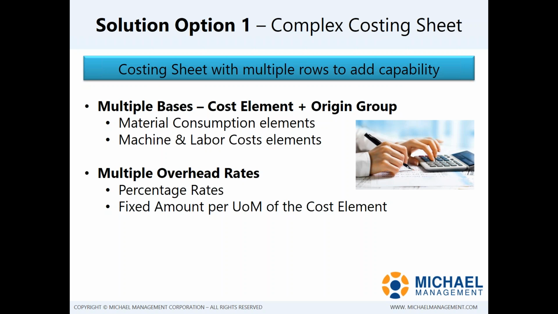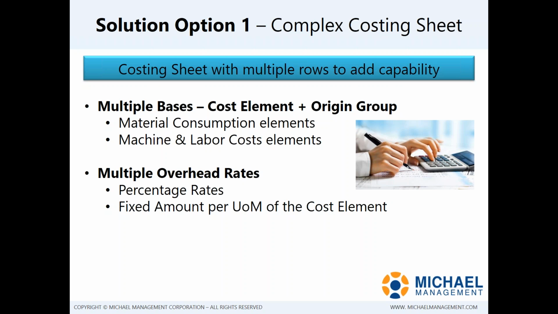So the standard method is the percentage rate, which we saw in the earlier example, but it is possible to use fixed amounts, as I mentioned, depending on the unit of measure. So common usage here would be like per piece if it was materials, or you could use things like hours if you were using activities. Basically, for every base that you have above, you can apply a different overhead rate.